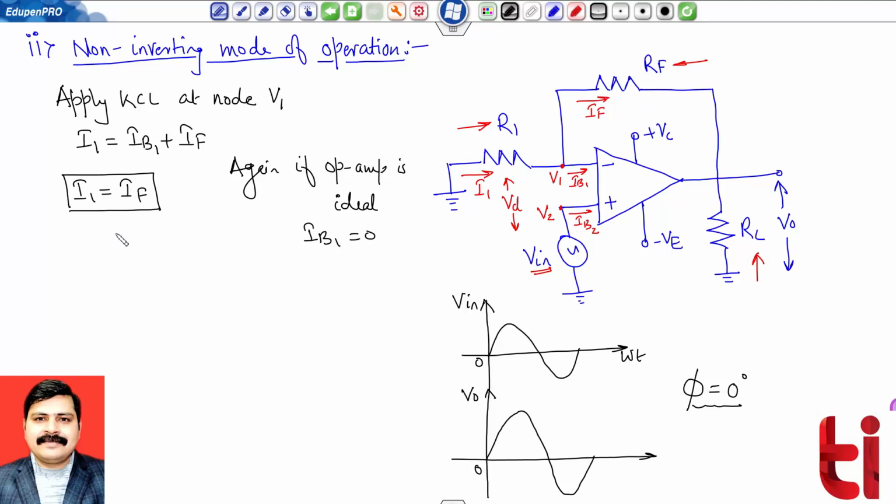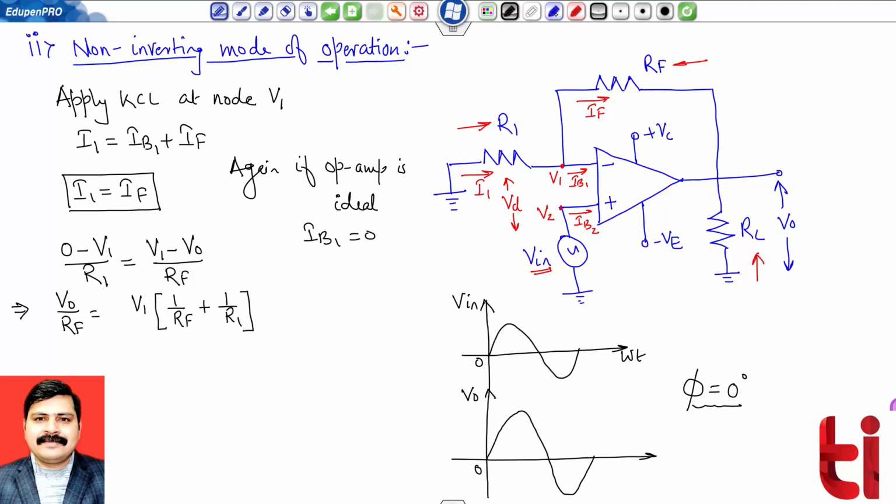Their value is, now, 0 minus V1 upon R1 will be equal to V1 minus V naught divided by RF. I am just doing a bit of manipulation. V naught upon RF will be equal to V1 times 1 upon RF plus 1 upon R1.